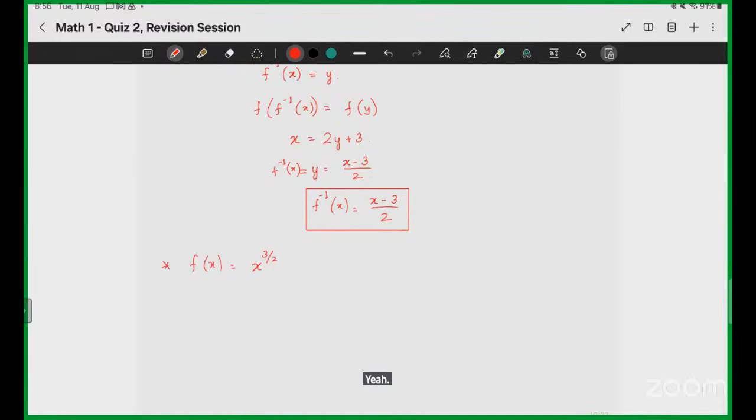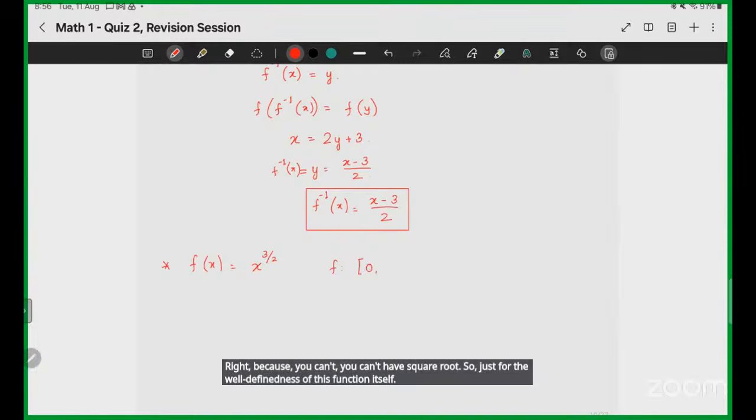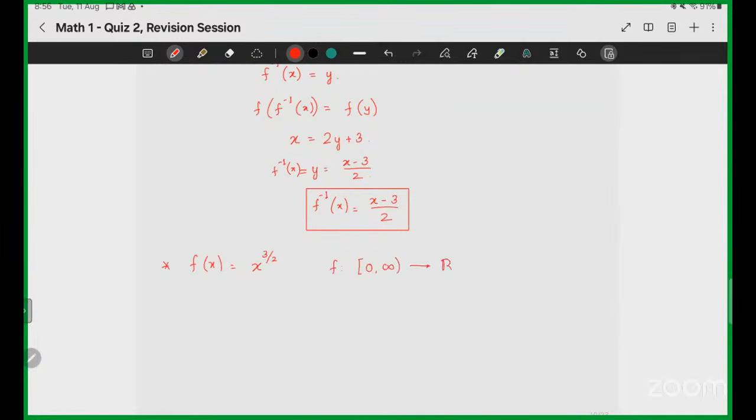Because you can't have a square root of a negative number. So just for the well-definedness of this function itself, this is better. Otherwise, it will not be well-defined on negative numbers. So I'll just define it on non-negative real numbers.